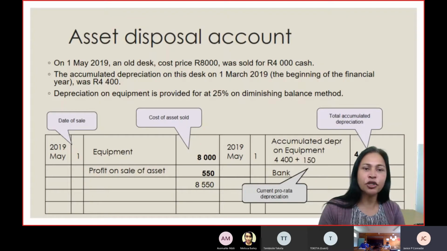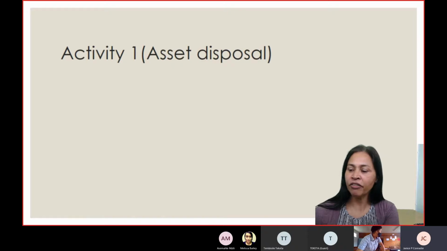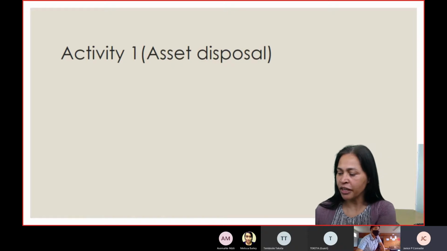Any questions at this stage, please feel free to immediately ask those so that we can move on to the activity. Now, your next one is application time. If you look at your activity, you have an asset disposal account there as well.